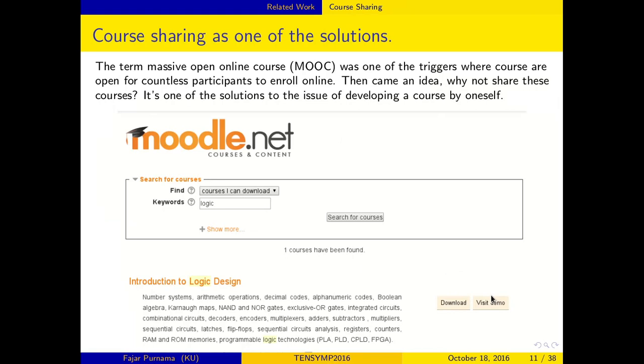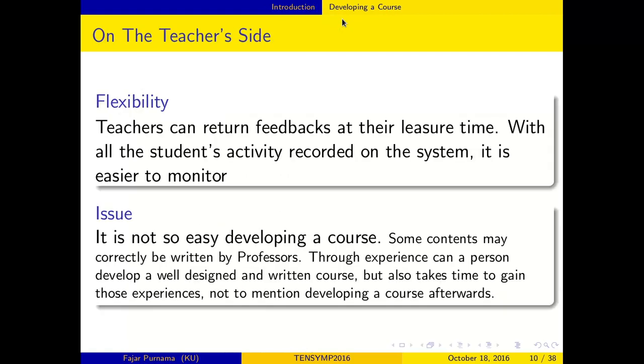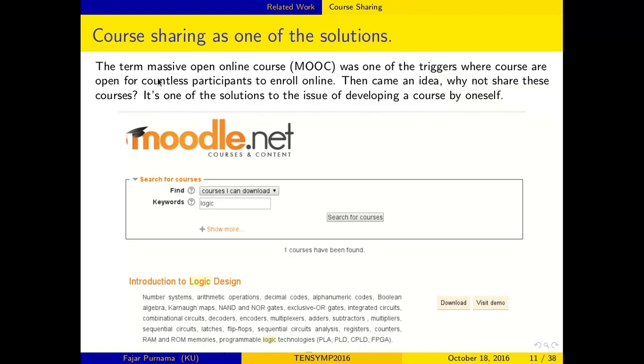Now, here are some related works. Course sharing was proposed to address this issue, the issue of developing a course. Course sharing is one of the solutions. So ever since the term massive open online course was introduced, they came with the idea of why not share these courses. This MOOC was one of the triggers where courses are open for countless participants to enroll online. It's one of the solutions to the issue of developing a course by oneself.